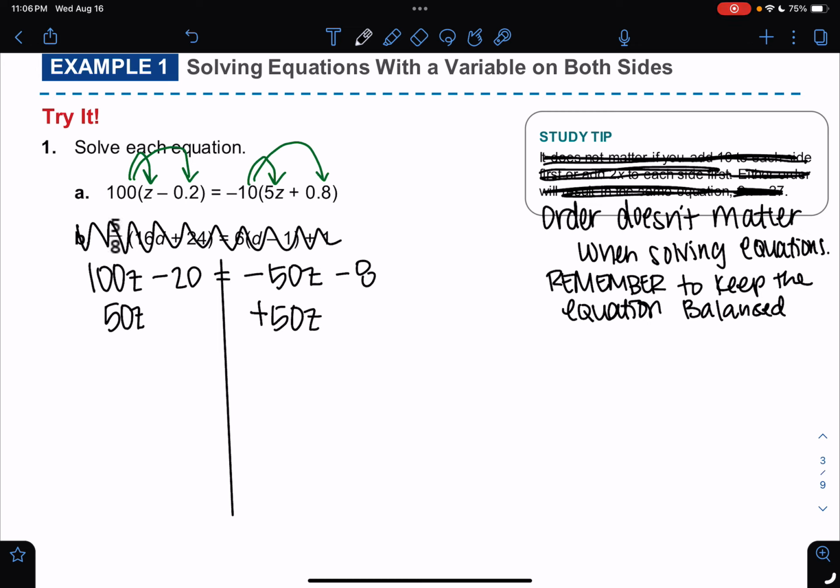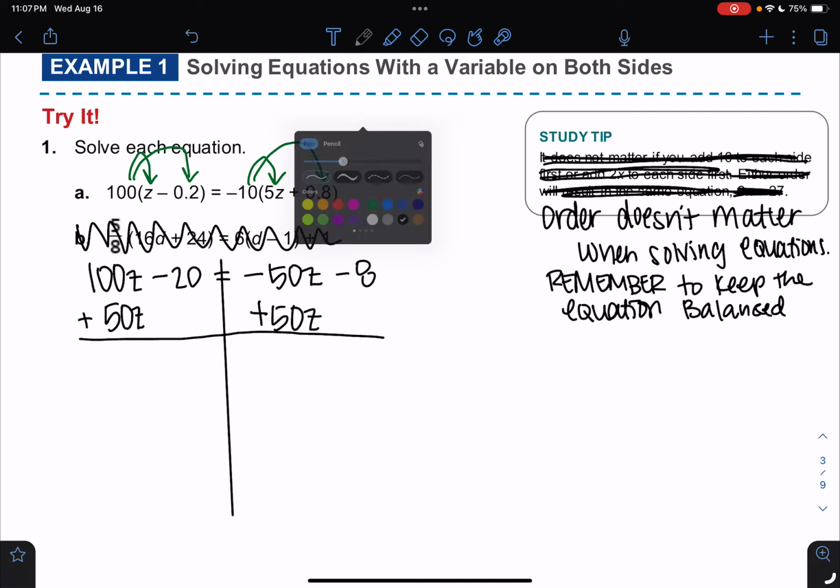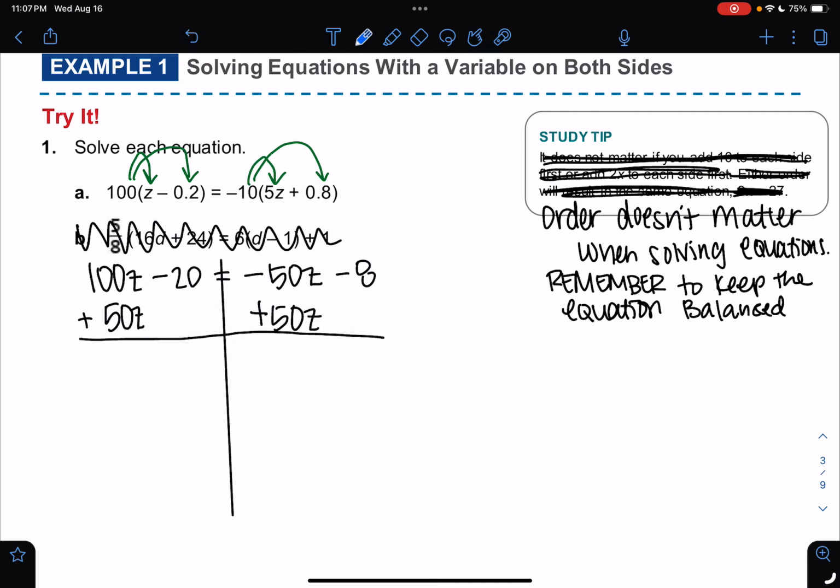I don't want to confuse myself by putting it under the 20 because I might have a brain fart and just put them together, and I don't want to do that. All right, so I'm going to add 50z to both sides. I'm going to cross out what was canceled out and drop down what I have not touched and simplify. So I've got 150z here minus 20 is equal to negative 8.